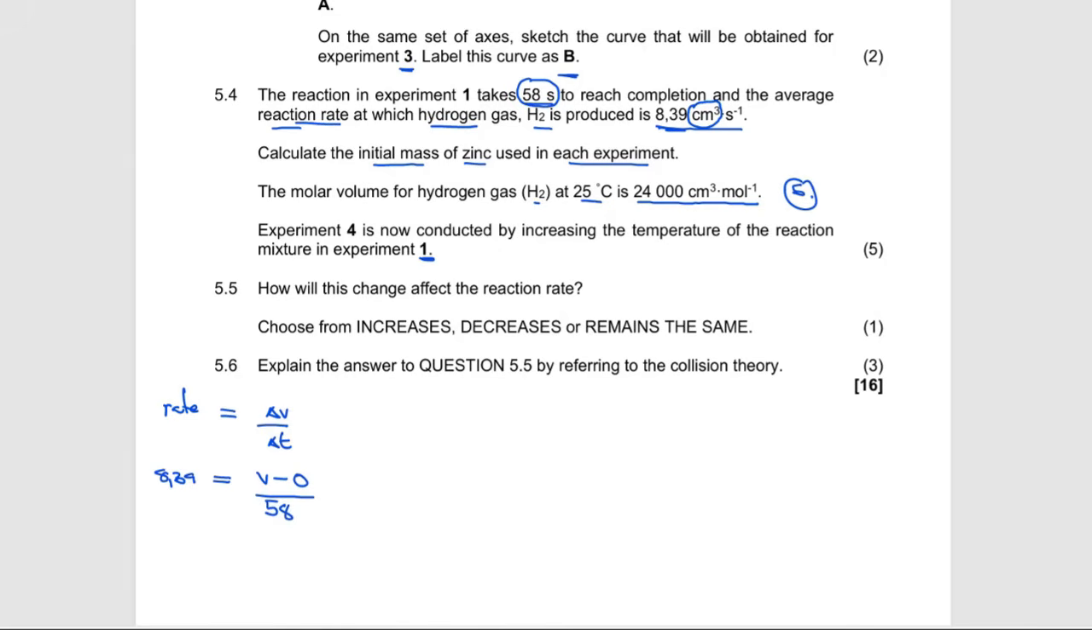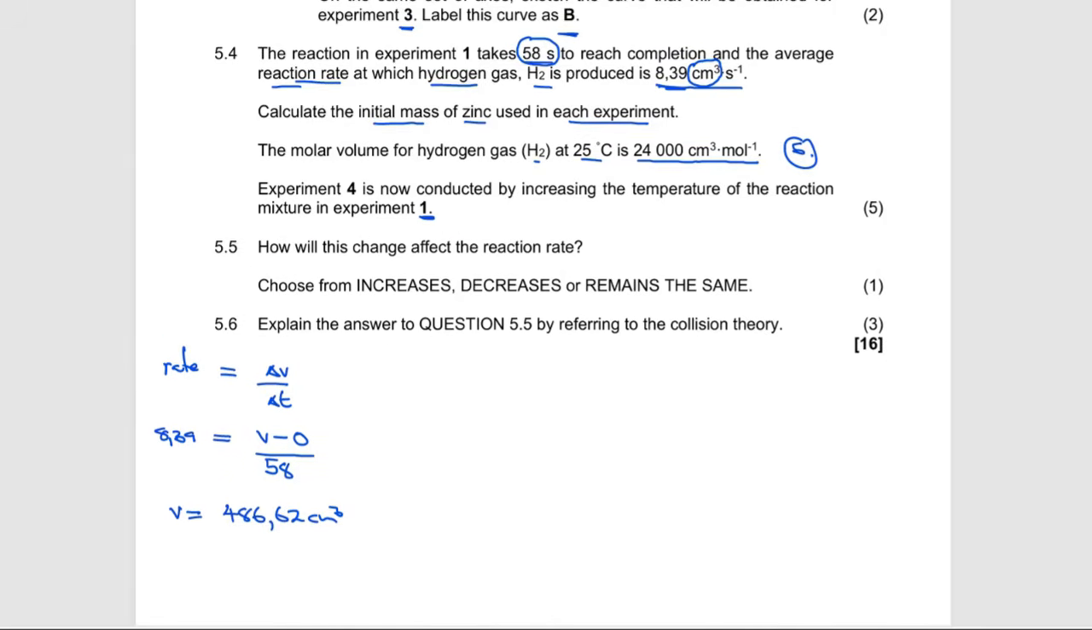Then to proceed, I'm supposed to calculate our V. So I'm supposed to cross multiply, right? 8.39 multiplied by 58. The answer we're going to get is 486.62 cubic centimeters. So this is what we are going to get.